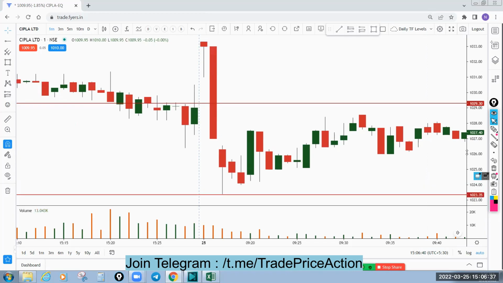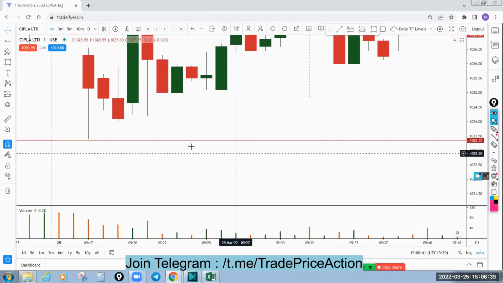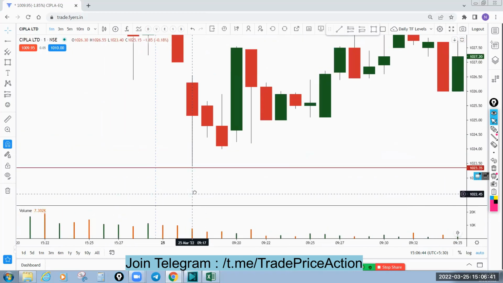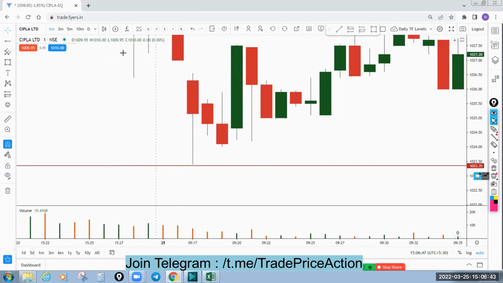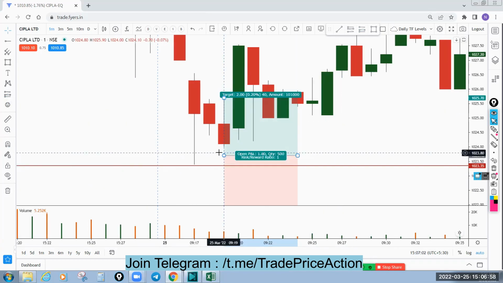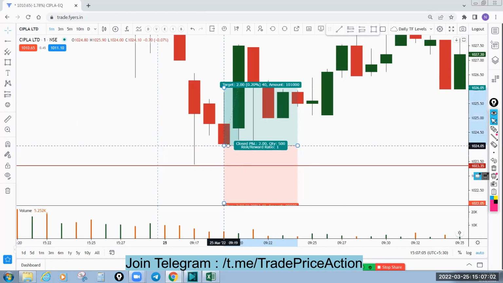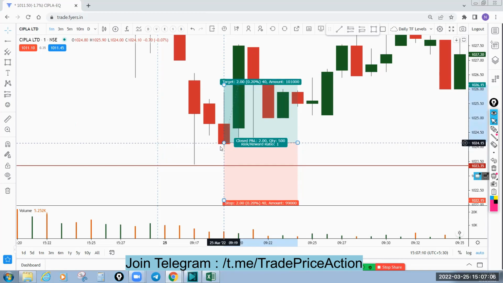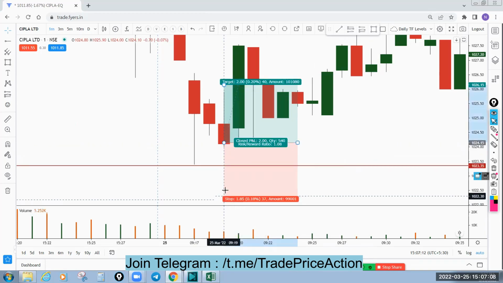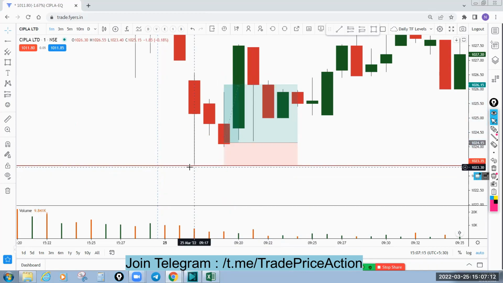So actually, I had placed my order at 23.35, which got missed by 5 paisa. The low of this candle is 40 and the level was 35. So I shifted my order a little bit above, at 24.15, and the stop loss was this 23.35, exactly this level.